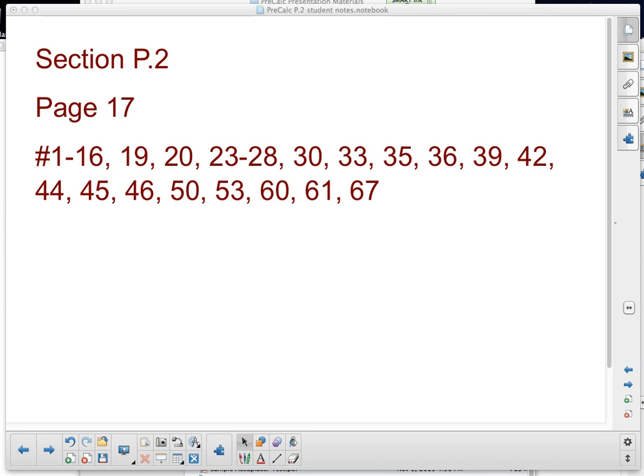This is the assignment for page 17, P2. We're looking at 1 through 16, 19, 20, 23 to 28, 30, 33, 35, 36, 39, 42, 44, 45, 46, 50, 53, 60, 61, and 67.